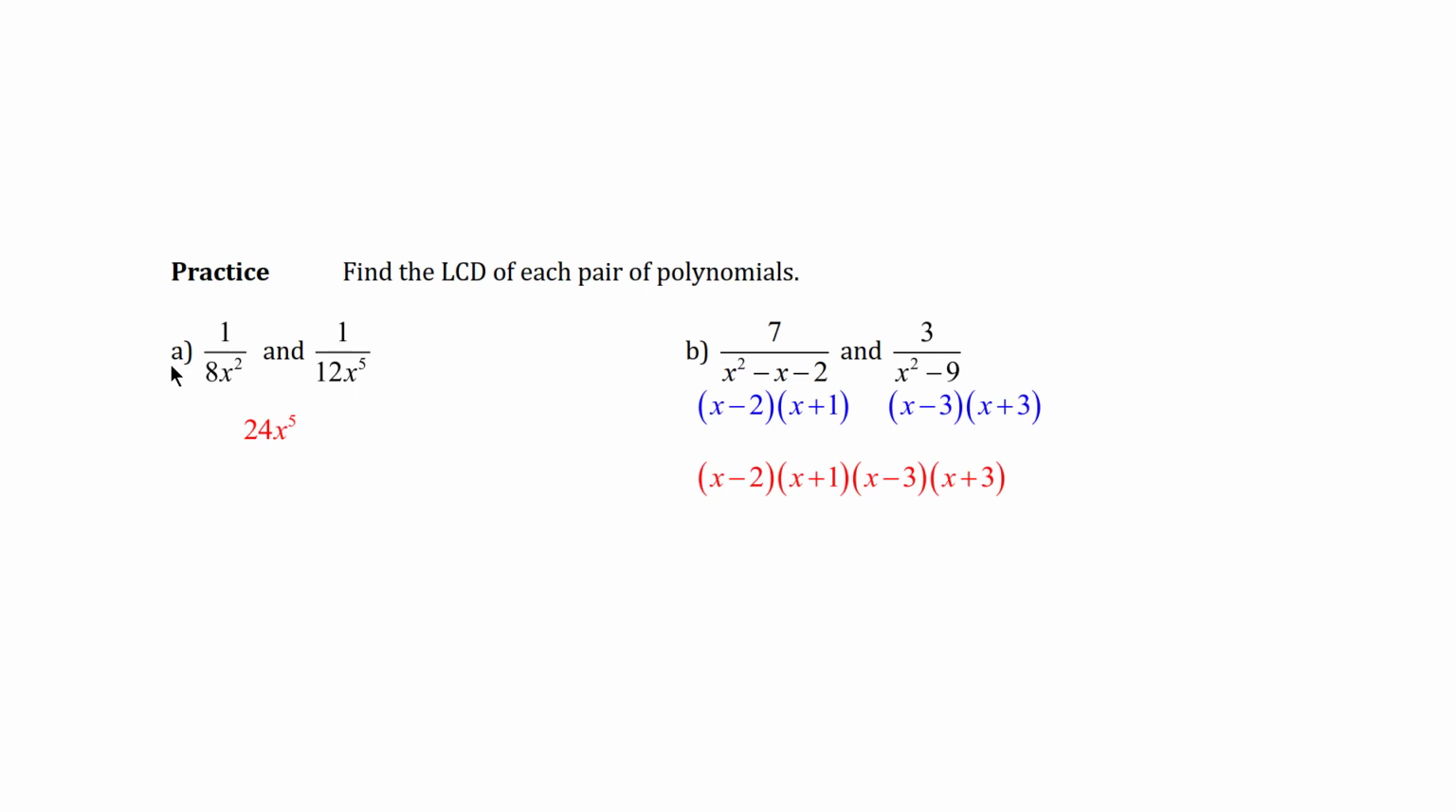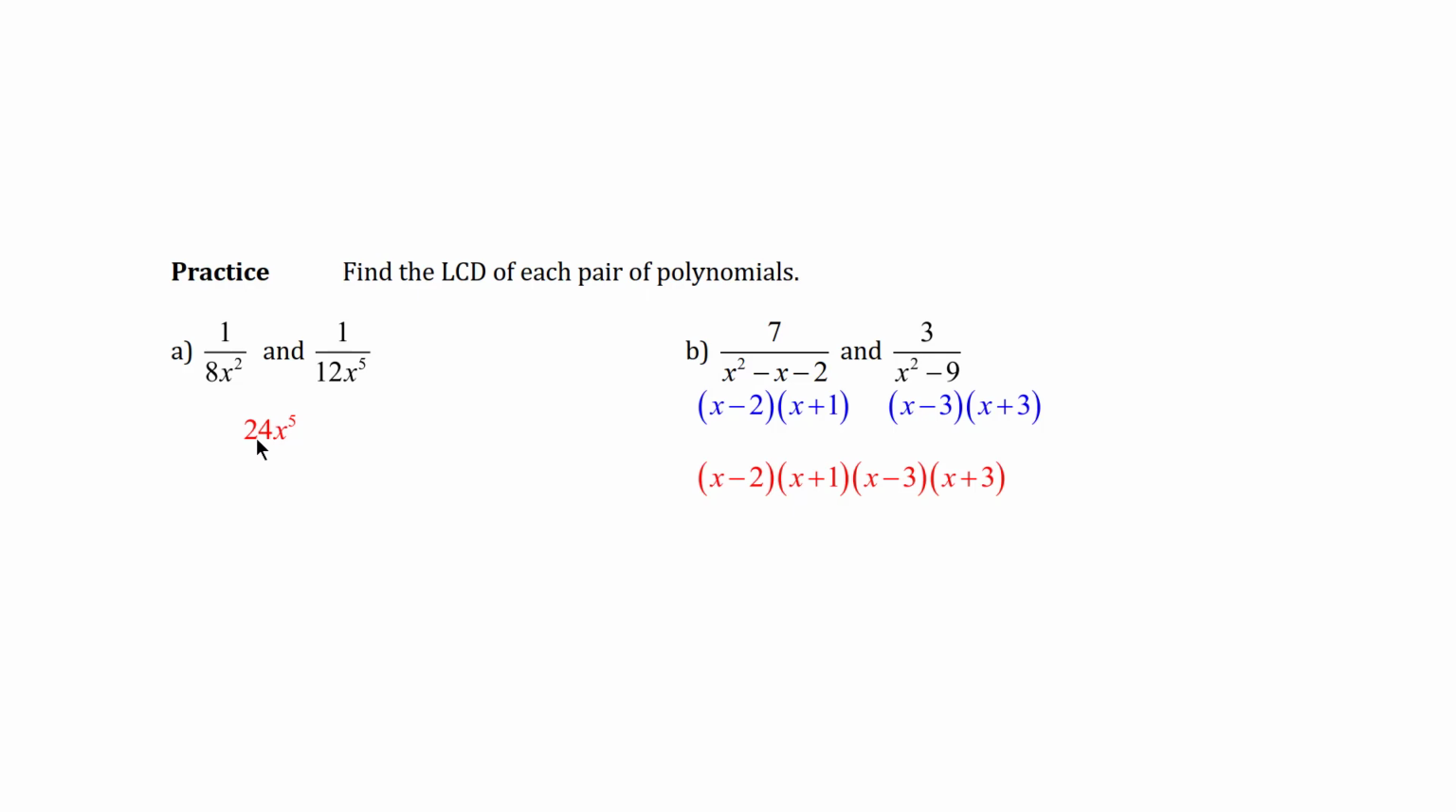Alright, so let's start with part A. To find the LCD, we take a look at the coefficients first. We have 8 and 12. We start with the larger coefficient 12 and see if 8 divides evenly into 12. Since 8 cannot go evenly into 12, we use the next multiple of 12, which is 24. Since 8 divides evenly into 24, 24 will be part of our LCD.